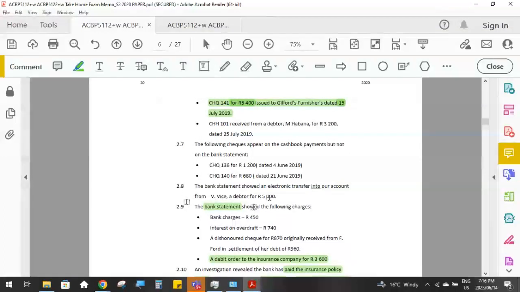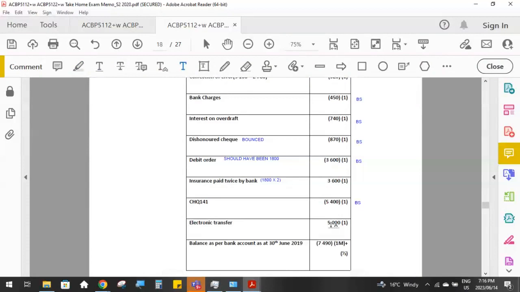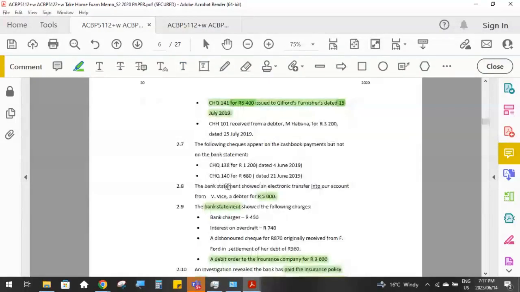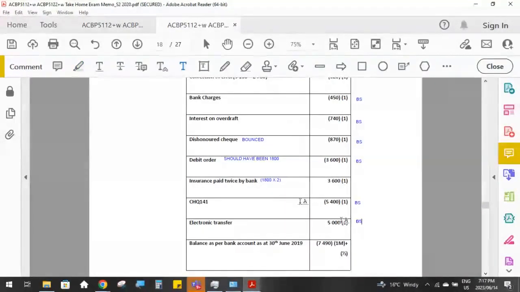Sorry, not 5,000, 5,000. Was 5,000, wasn't it? Oh, yeah. This electronic transfer is also from the bank statement. Our bank statement showed that one of our debtors had deposited directly into our bank account 5,000 Rand. So we picked that up in the bank statement, so we must record that in our cash book receipts. So we must increase our bank balance by 5,000.